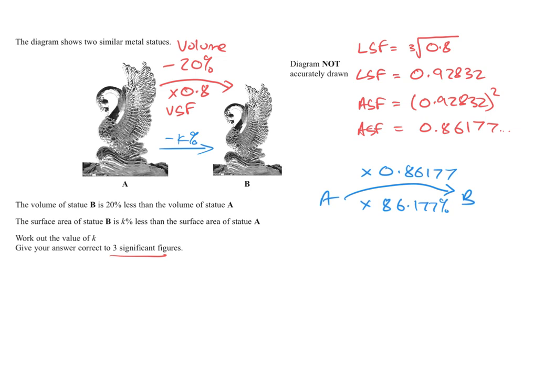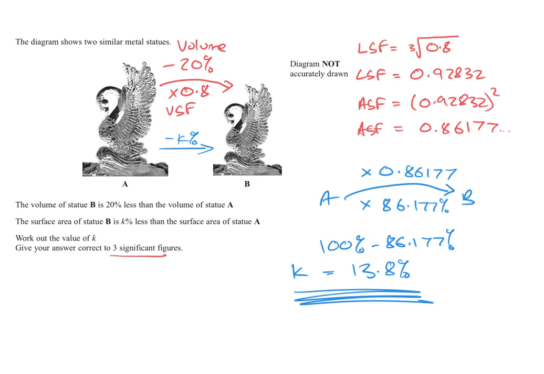Well, clearly I started with 100%. So I had 100% and I took away 86.177%. And that leaves me with 13.8%. So I am subtracting 13.8%. So that is my value of K. And that's my question finished. It's quite a strange one, the second part. The first part is fairly conventional.